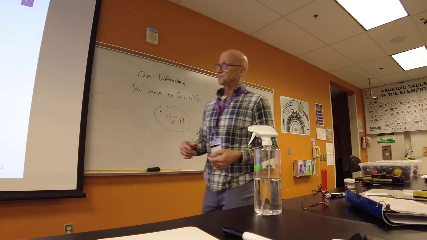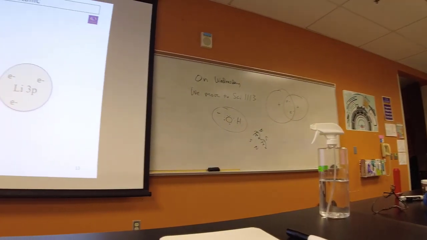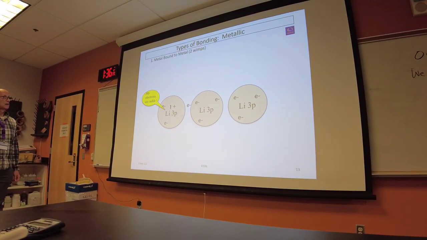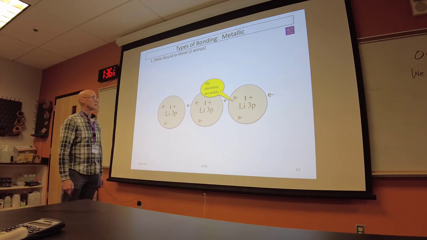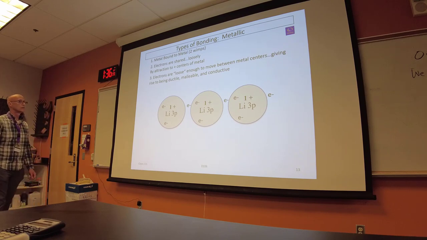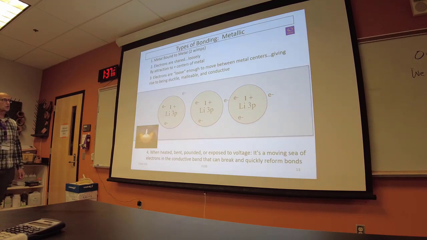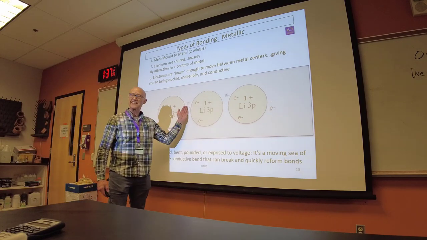Now, so here we go. Here's kind of the image of how we're doing this. That's shared. But the problem is, get that out of the way a little bit. They're loosely held. And when you heat them and pound them, right, you start heating it up. Those electrons get loose and they start moving around. So they're loosely held. It's kind of called the sea of moving electrons.